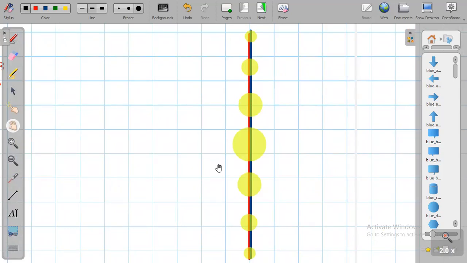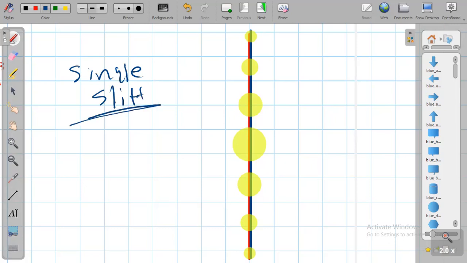You don't need to know this much detail, but I explain. If there is anybody who is very curious about this, now you have an idea how the single slit works, right? Now you have a clear idea about that.